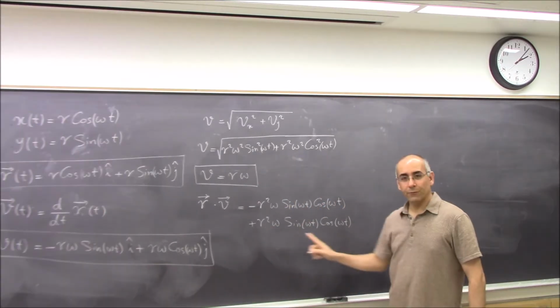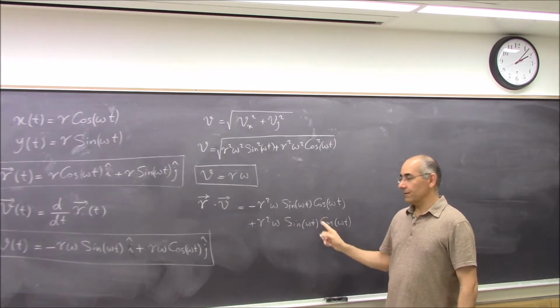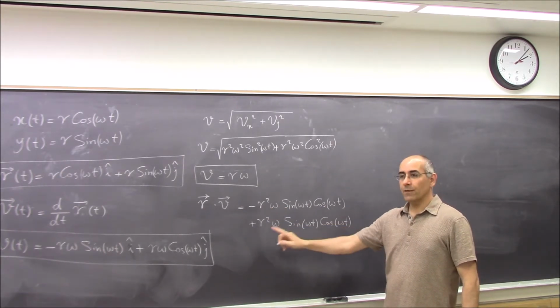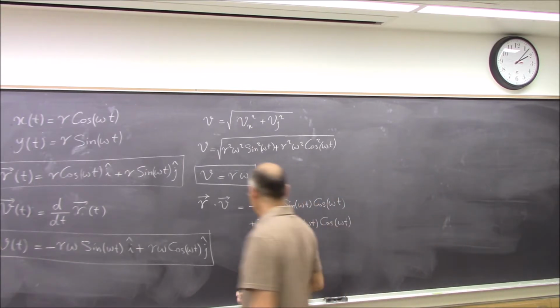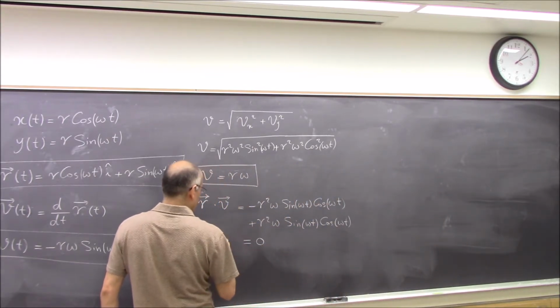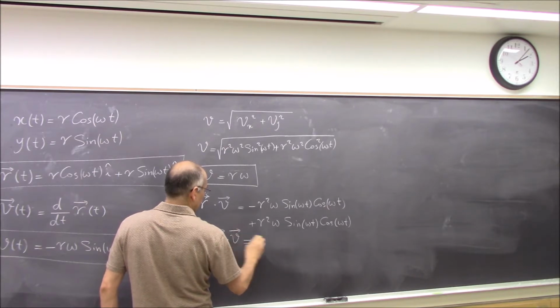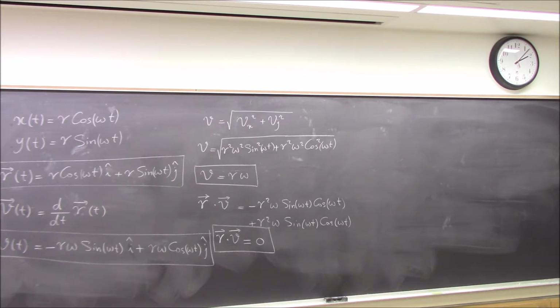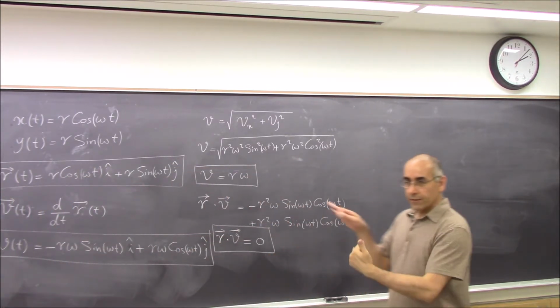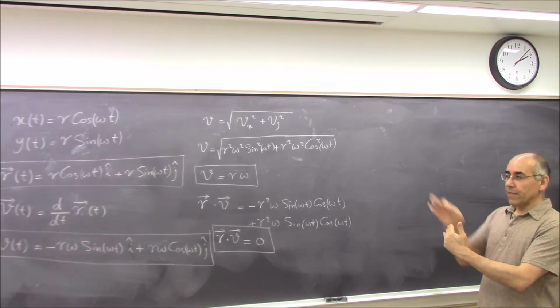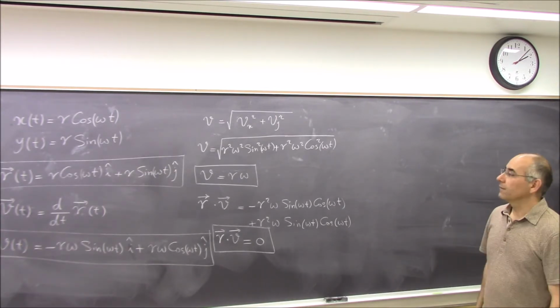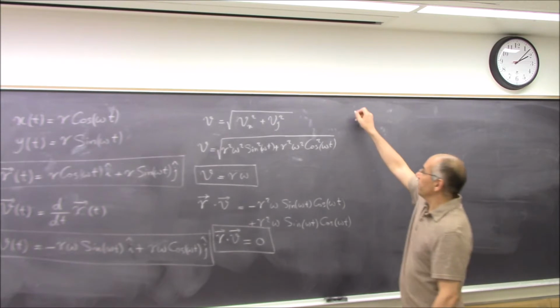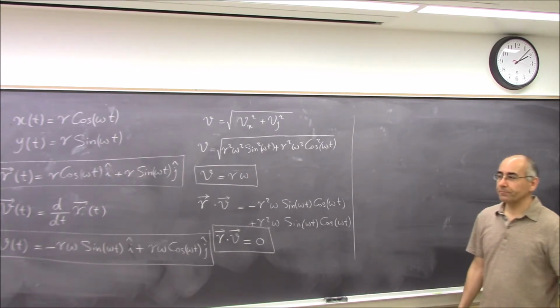What is the result of the two terms? 0. You see the identical terms, one positive, one negative. It gives you identically 0. Means that r dot v is 0 at all times. Means whichever direction r is, v is perpendicular to that. And perpendicular to the radial direction is a tangent to the circle, right? In a circle, the tangent to the circle is perpendicular to the radial direction. All right. So far, so good.